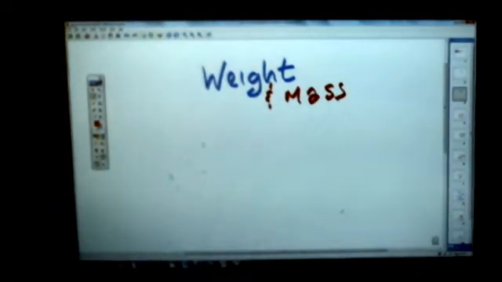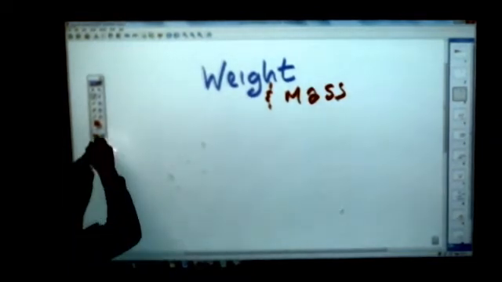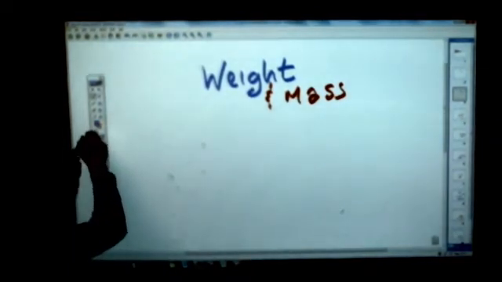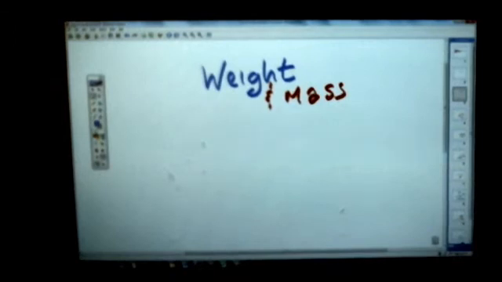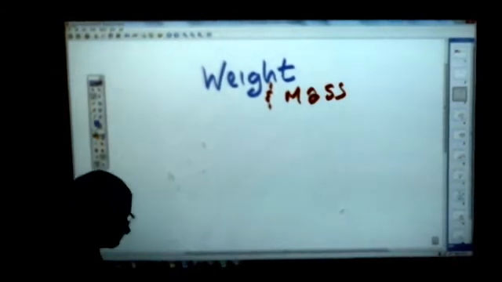Talking about mass and weight. Again, unfortunately, we have two different systems we use. We've got our U.S. customary system.